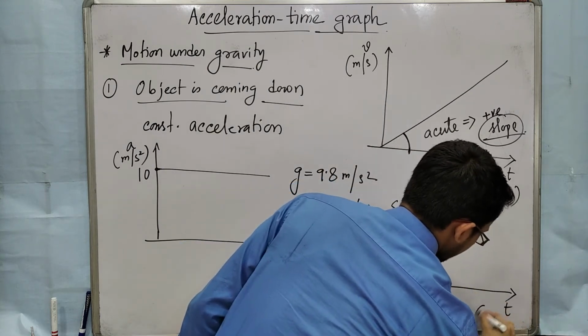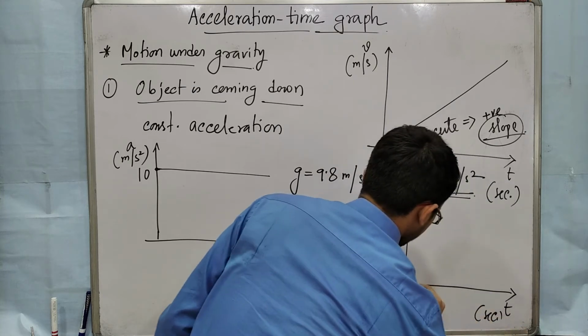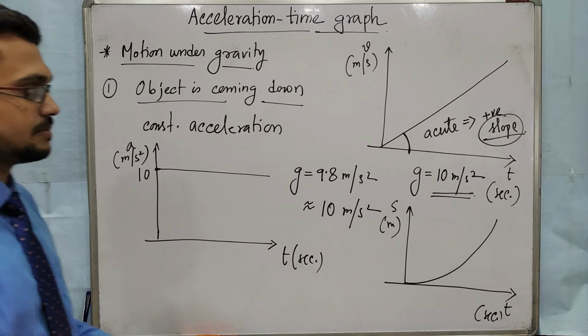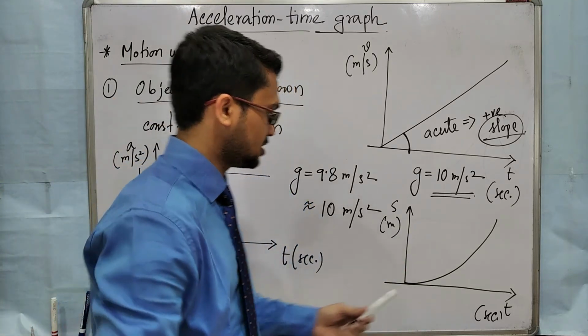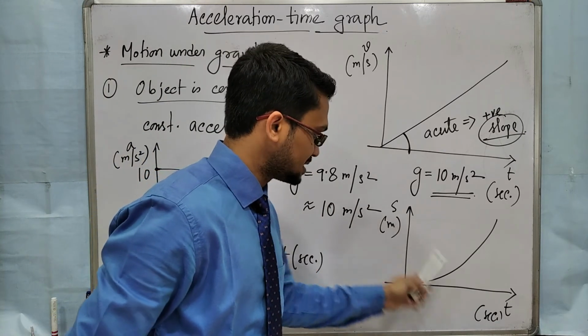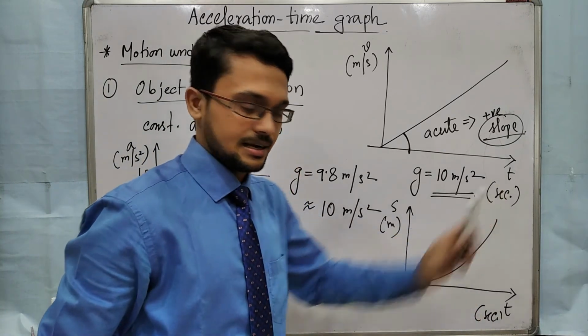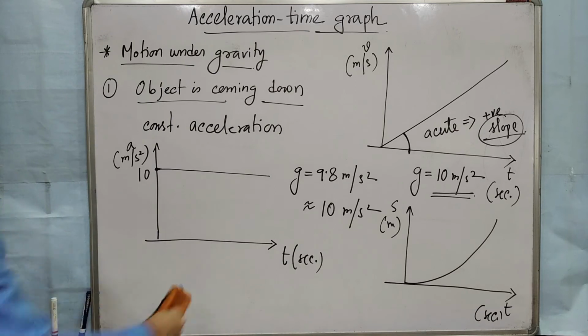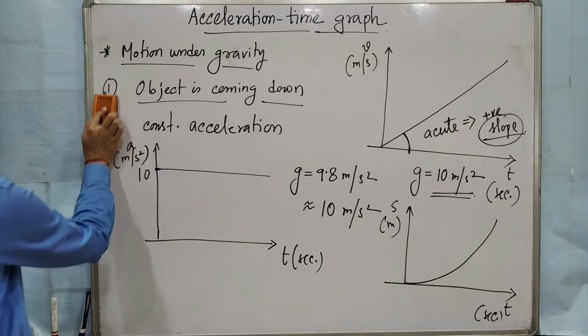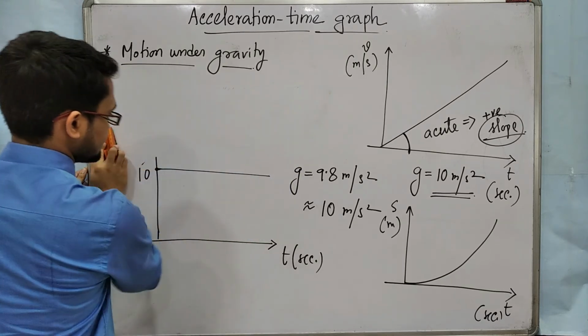This is time second, and it will be a curve like this. Okay, it is not a straight line because here velocity is increasing. Okay, it will not be a straight line. If velocity is constant, then displacement time curve will be a straight line. Okay, clear? Another one, second part, object is going up against gravity.